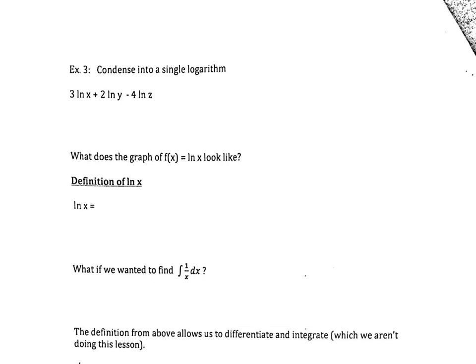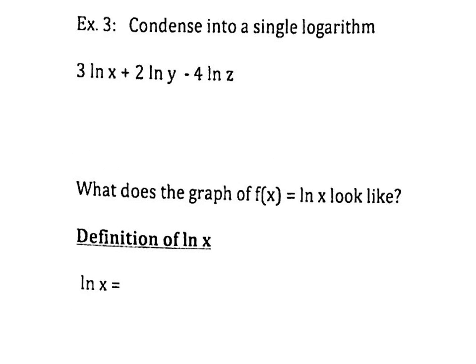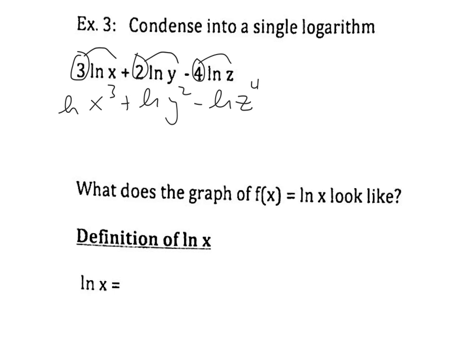Well, we talked about expanding. Let's talk about condensing. So let's say I have multiple logs, and I want to condense them into a single log. Well, we're going to do this in 2 steps. First step is we're going to take all these numbers that are in front and put them back as powers. So we're going to have ln of x cubed plus ln of y squared minus ln of z to the fourth. So when condensing, put those back as powers first.